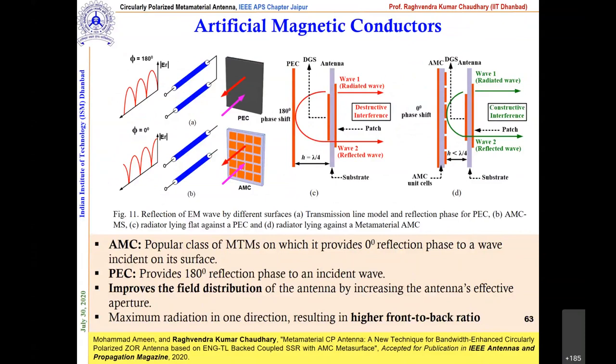Otherwise, what happens is that you can manage a high gain or improve the radiation if you back it with a metallic plate, but you are supposed to put it at lambda by 4. This is one of the restrictions. But using the AMC, you can manage this limitation. In this way, the compactness improves and the whole volume can be small. Of course, this is going to be a 3D antenna, because when you are backing it, it is not a planar antenna. This provides a 0 degree phase shift, which improves the front to back ratio, correct? That is why we designed an artificial magnetic conductor.